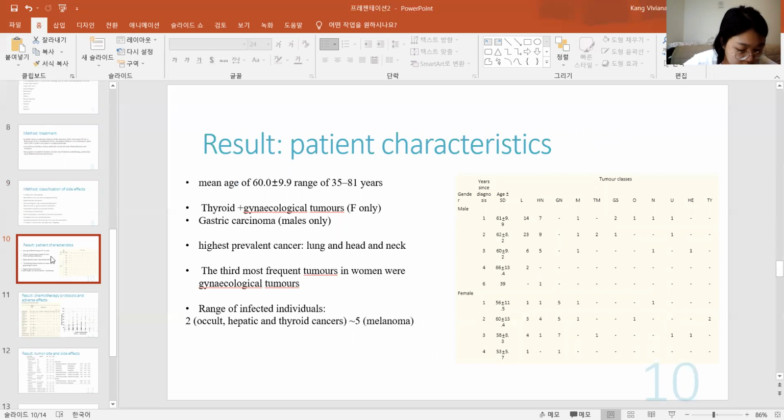Now, moving on to the results. For all data, the average value and standard deviations were calculated.